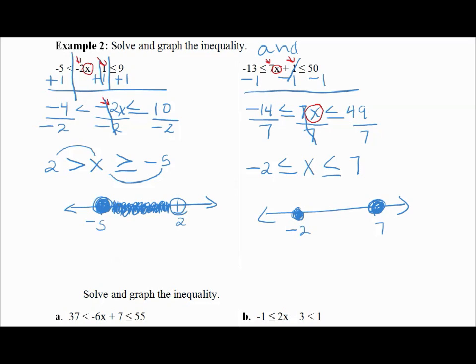Now, x's that are less than or equal to 7 go to the left, x's that are greater than or equal to negative 2 will be to the right. So this is what my graph would look like. Once again, my solution is all real numbers between negative 2 and 7, including negative 2 and 7.